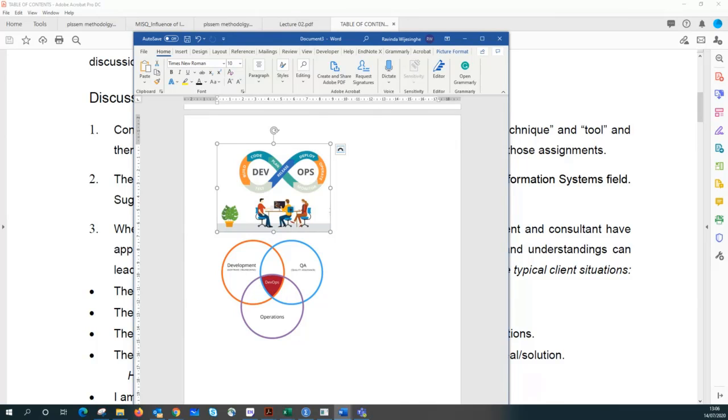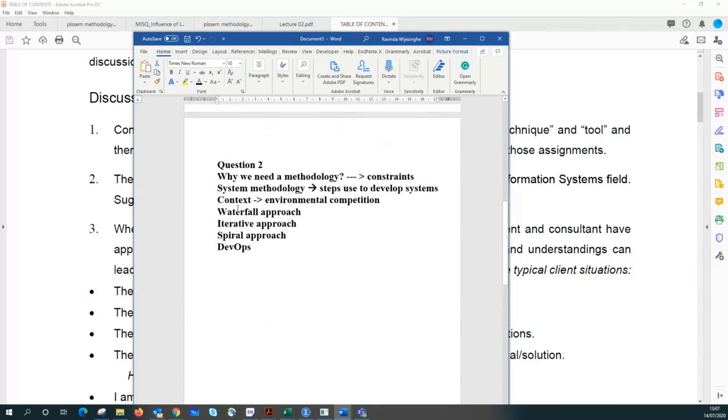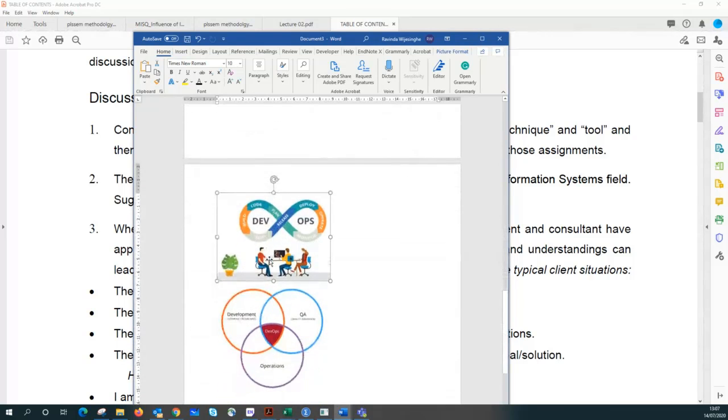So it's a combination of cultural philosophies, practices, and tools to increase the organization's ability to deliver applications and services at high velocity. High velocity means evolving and improving products at a faster pace than traditional development methodologies. You can see these traditional methodologies didn't fit this kind of complex environment, because they have a lagging time.